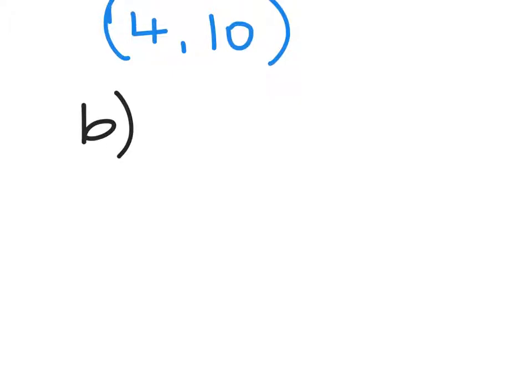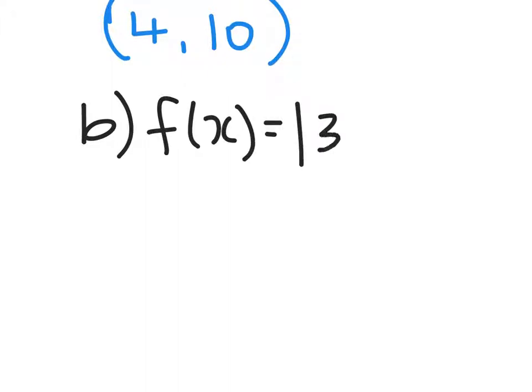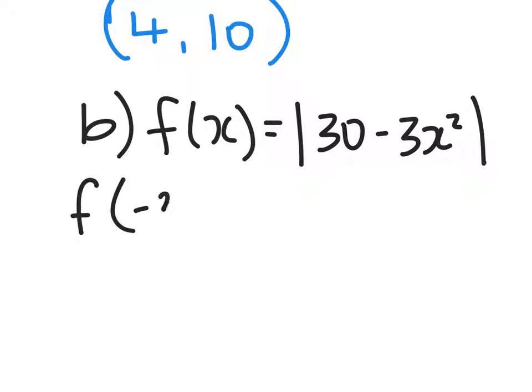So you're told that f of x equals the absolute value of 30 minus 3x squared. Okay, so you're asked for f of minus 3. What does that mean? It means we go back to the original definition. We just pull out any x's and replace them with minus 3's in parentheses.